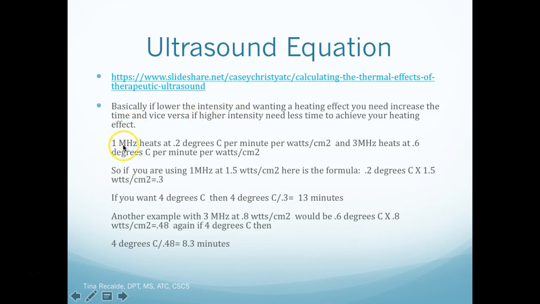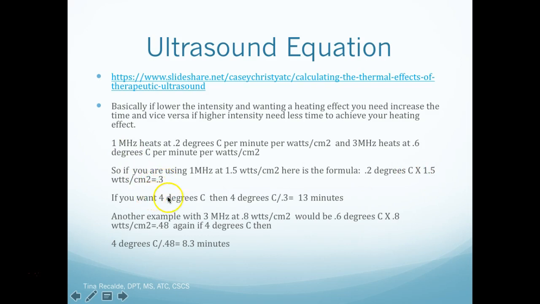So remember we talked about 1 megahertz heats at about 0.2 degrees Celsius per minute per watts per centimeter squared. That's a mouthful, huh? And the 3 megahertz, remember it heats 3 times as fast, so it's at 0.6 degrees Celsius per minute per watts per centimeter squared. So an example would be if you're using 1 megahertz at 1.5 watts per centimeter squared, which is a pretty typical setting, you get 0.2 degrees Celsius times 1.5 watts per centimeter squared equals 0.3.